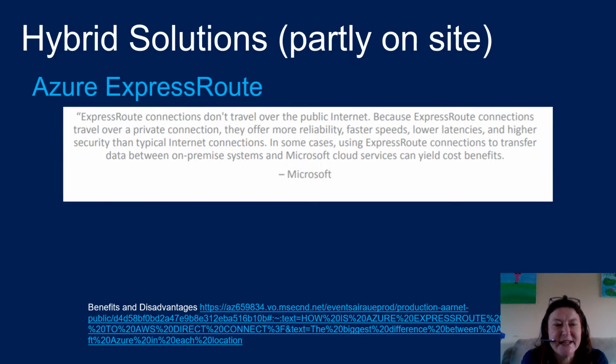Like Direct Connect with AWS, ExpressRoute does not go over the public internet. Because it travels over a private connection, there's more reliability, faster speeds, lower latencies, and higher security than typical internet connections. So that's both for ExpressRoute and for Direct Connect. It's often used for privacy and security reasons, but often used for faster speeds also. And there's a link there to the benefits and disadvantages.